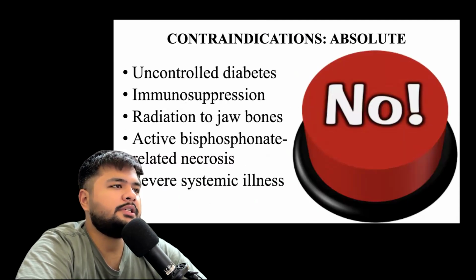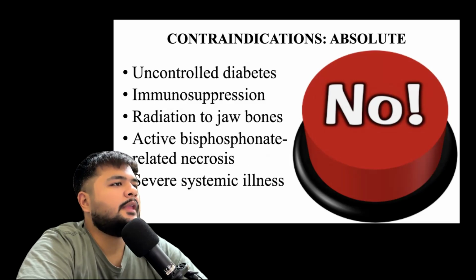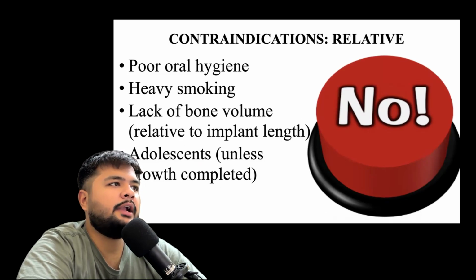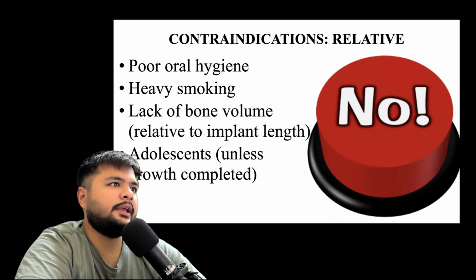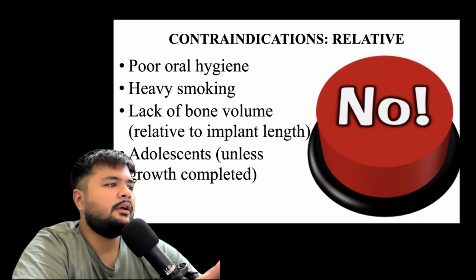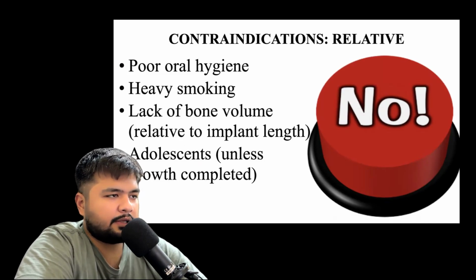Then coming to the contraindications, the absolute contraindications, मतलब कि हमें जहाँ पर इम्प्लांट्स नहीं लगा ही नहीं सकते हैं, जैसे अनकंट्रोल्ड डायबिटीज, इम्यूनोसप्रेशन, radiation to jaw bones, active bisphosphonate related necrosis, and severe systemic illness. Then coming to the relative contraindications, जहाँ पर हमें लगाना तो नहीं चाहिए लेकिन लगा भी सकते हैं, unlike the absolute contraindications जहाँ लगा भी नहीं सकते हैं, लगाना भी नहीं चाहिए: poor oral hygiene, heavy smoking, lack of bone volume, and adolescents unless the growth is completed.